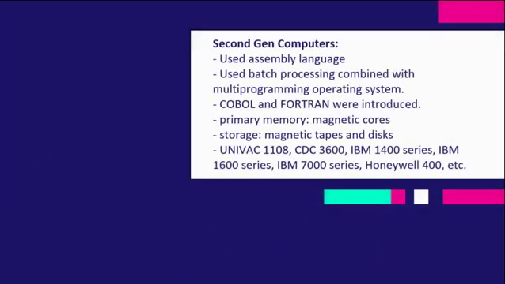The second generation used transistors. Now, itong transistor naman, guys, mas maliit na siya kaysa sa vacuum tubes. And, what do you call this one? Inexpensive. So, now, pwede na tayong maggawa ng medyo mas compact at mas maliit na computer with less electricity na ginagamit. And this time around, the computer now uses assembly language.